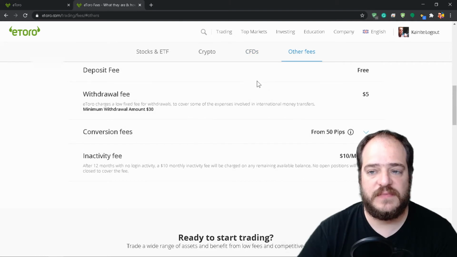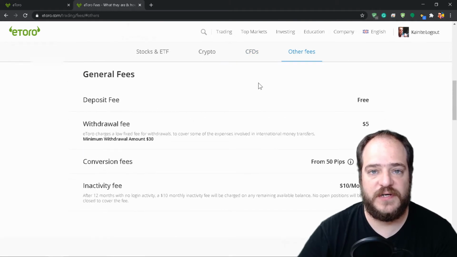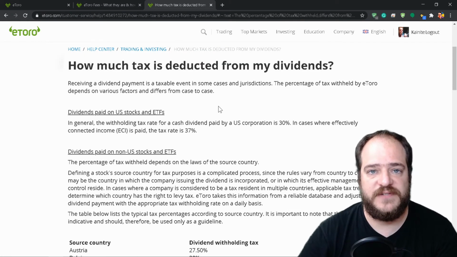On other fees, you have a withdrawal fee of $5 for each withdrawal that you do. One really important fee is actually the tax on the dividends. This is not related to eToro specifically, but it's the tax that I'm going to pay for each dividend that I have. For example, I bought BMW thinking that it was actually a good investment for dividends and to keep for the long term.